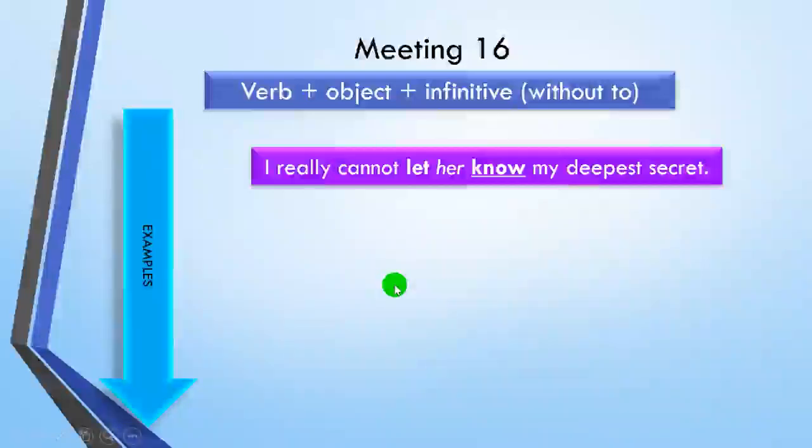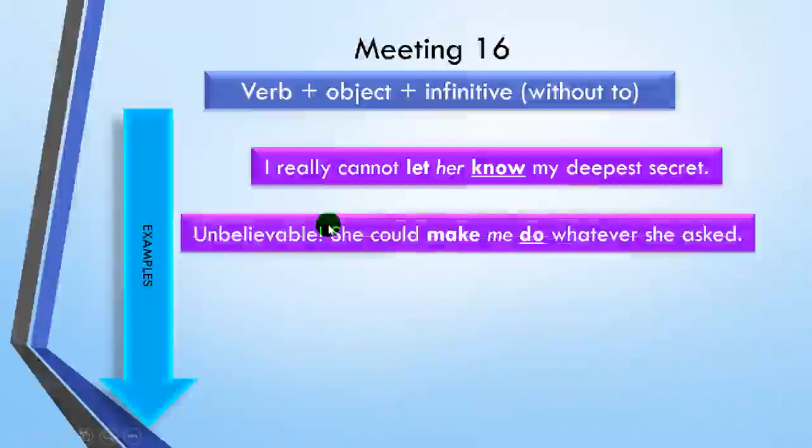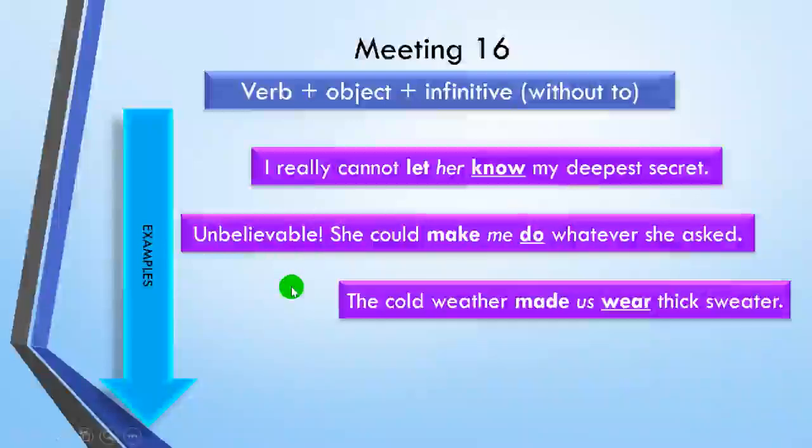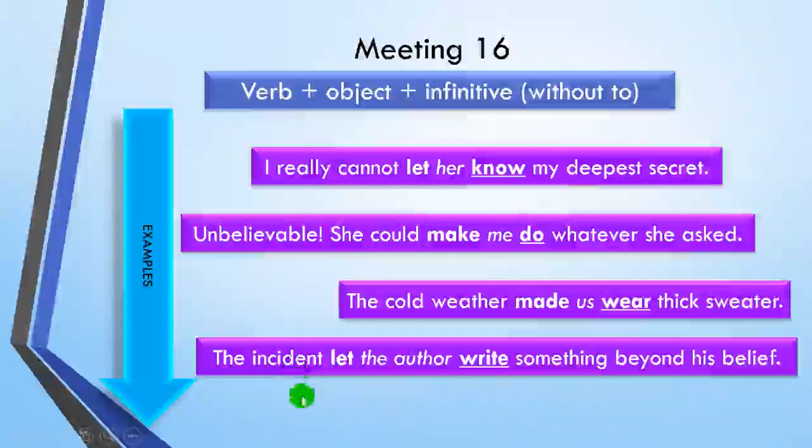The first one, I really cannot let her know my deepest secret. Unbelievable, she could make me do whatever she asked. The cold weather made us wear thick sweaters. The incident led the author write something beyond his belief.